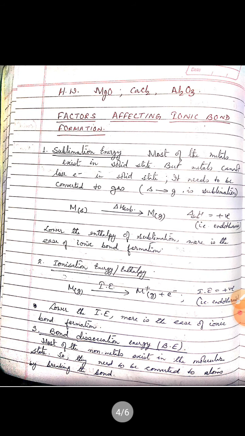So I have given you some homework, MgO, which is very similar to CaO. Then I have given you CaCl2, which will be very similar to MgCl2, and lastly you have to do Al2O3. I hope you can do it on your own.